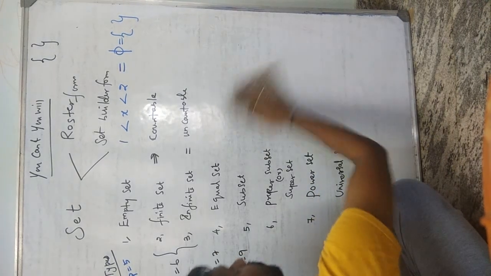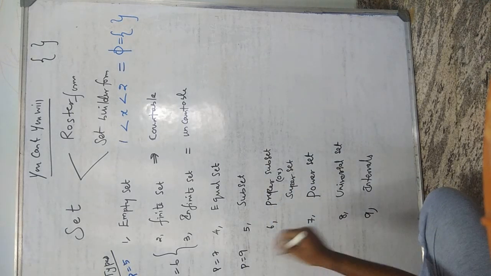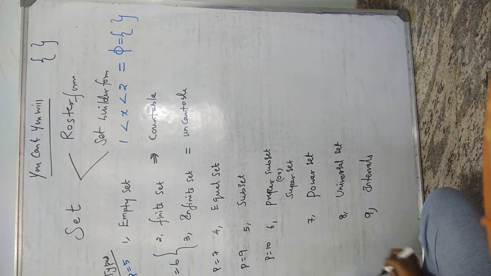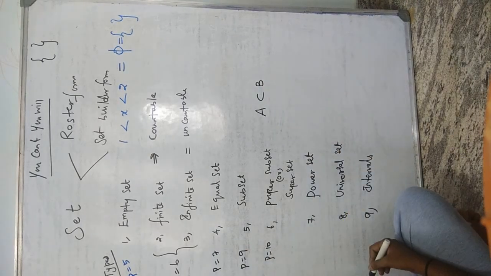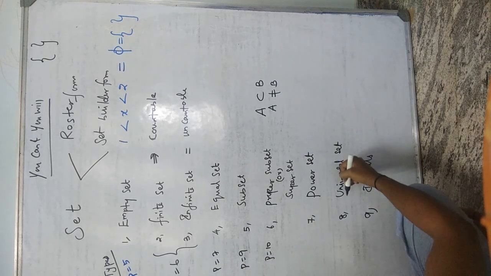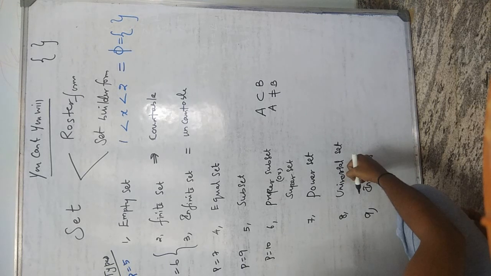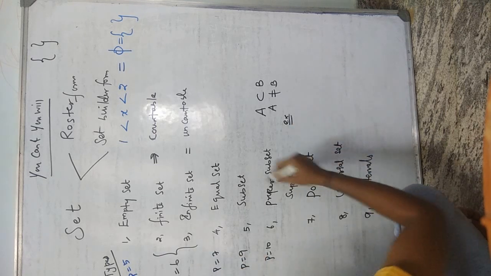Next, I will move on to the proper subset or superset, which is on page number 10. The meaning is that A must be a subset of B, but A should not be equal to B. The elements must not be the same for all. For example, let us go for superset or subset.